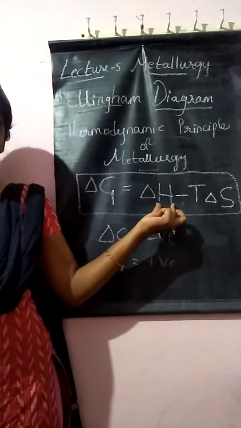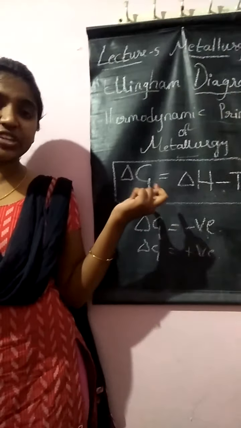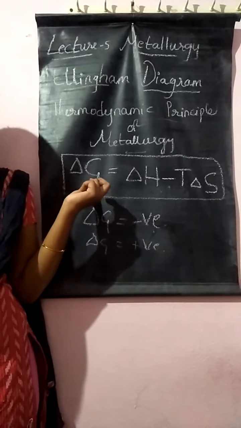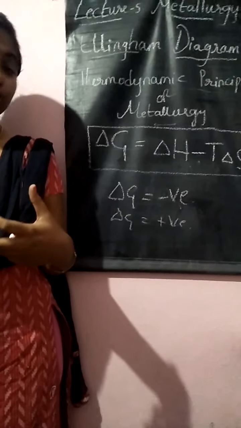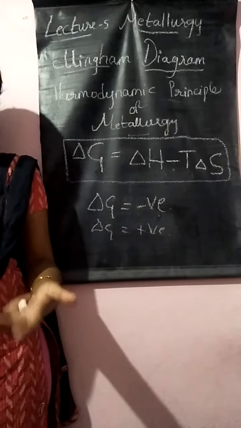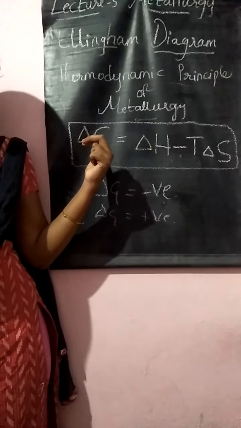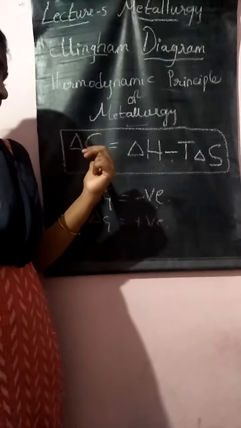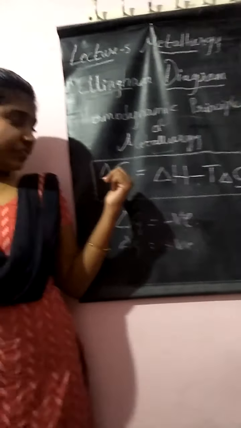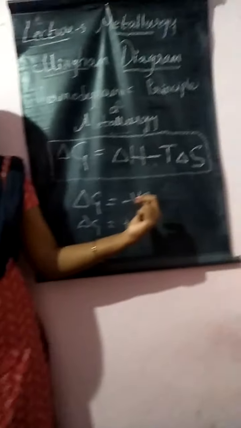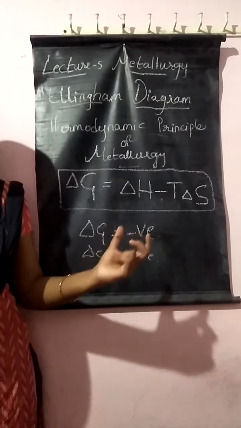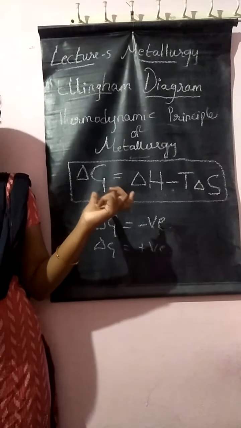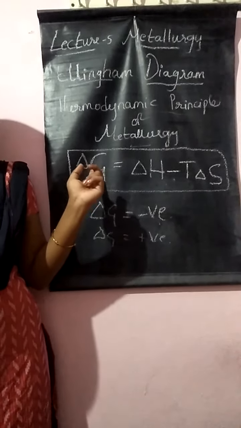So how can we define Gibbs free energy? The energy required by the system to do useful work for the completion of a reaction is called Gibbs free energy. As I have said, if Gibbs free energy is negative, then we say that the reaction is spontaneous. We will take one particular example and observe the values of Gibbs free energy so that we will understand it much better.